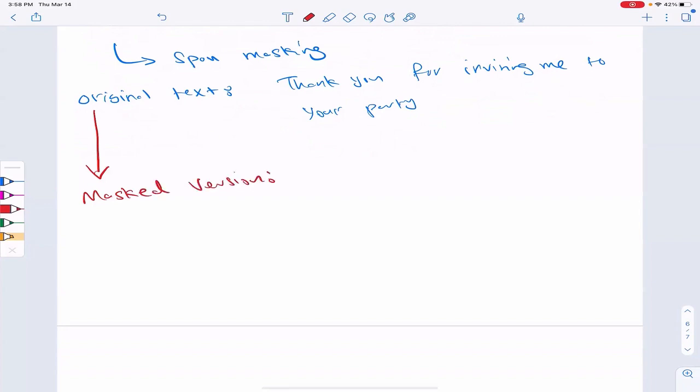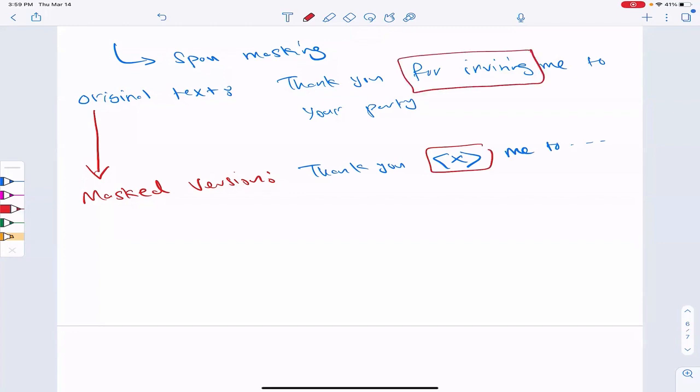To be used as the input to my model, so I can recover the masks as mask tokens in my output. The masked version can be something like this. Then you have a mask token, for example, this token that they considered, me to, and so on and so forth. Here, as you can see, for inviting, 2 tokens are masked by just one mask token, a dummy token X.